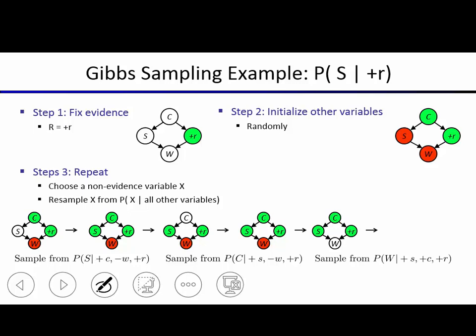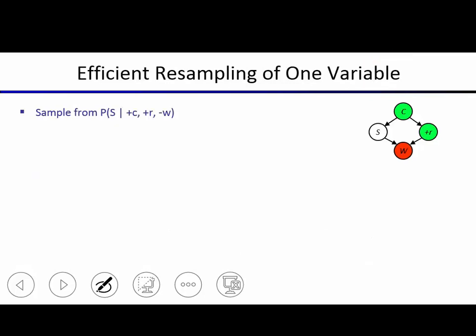What's important here is actually we keep going for a long time. You don't just uninstantiate a variable once and then sample it. Each variable will go through this procedure many, many, many times before we call it done. To be guaranteed to get a sample from the correct distribution, which is a distribution conditioned on plus R, you need to go infinitely long. In practice, you get a sample from a distribution that's reasonably close to the one you want after you go somewhat long. Okay, so then the question becomes, how do we resample one variable given all the other variables? Because that's the core step now. If we can do that efficiently, then we can run Gibbs sampling efficiently.